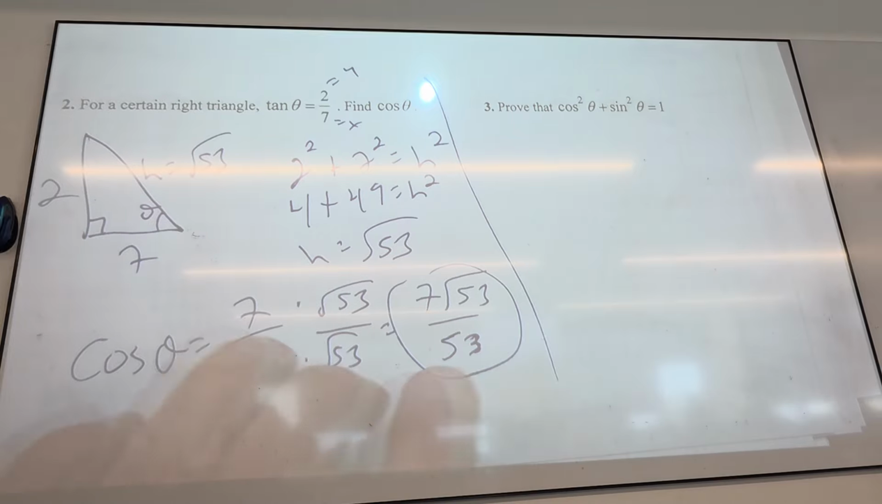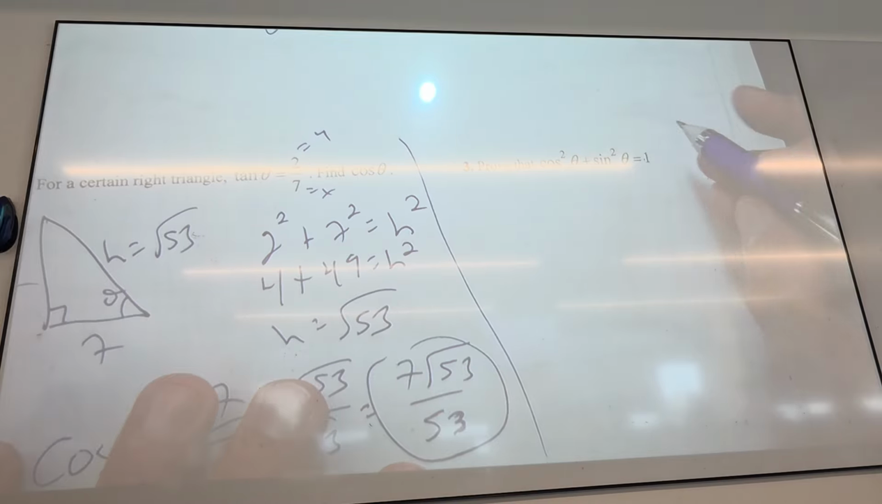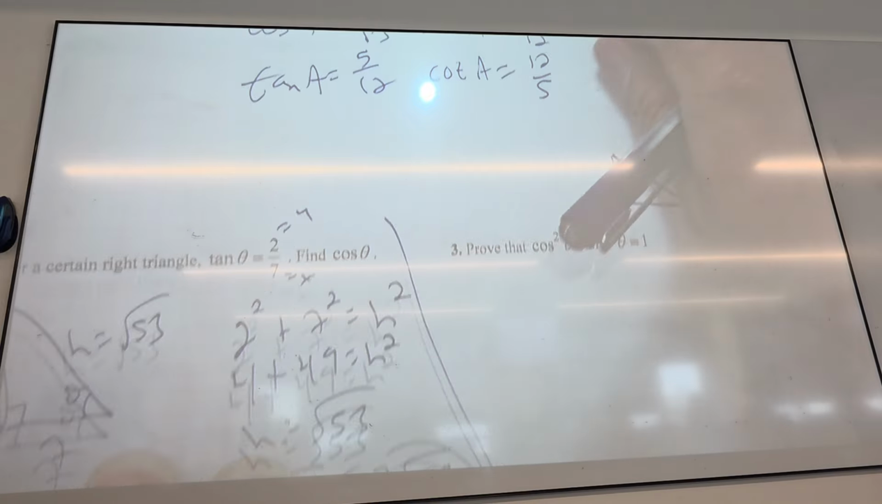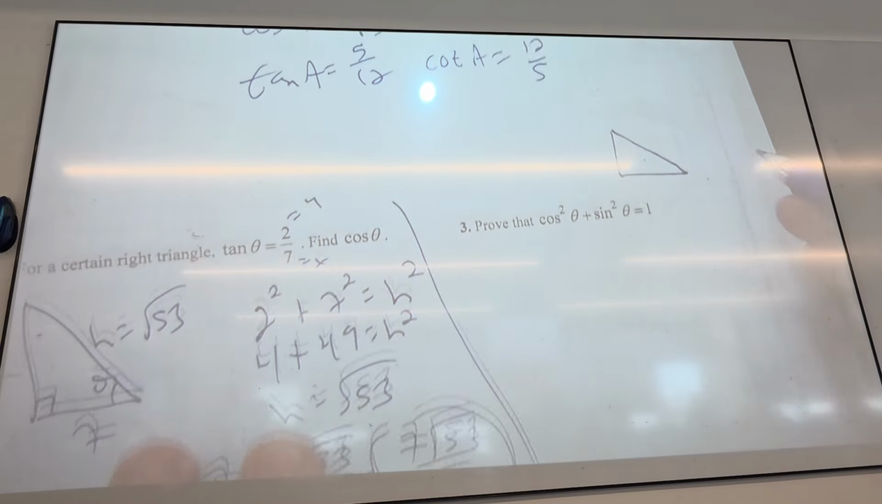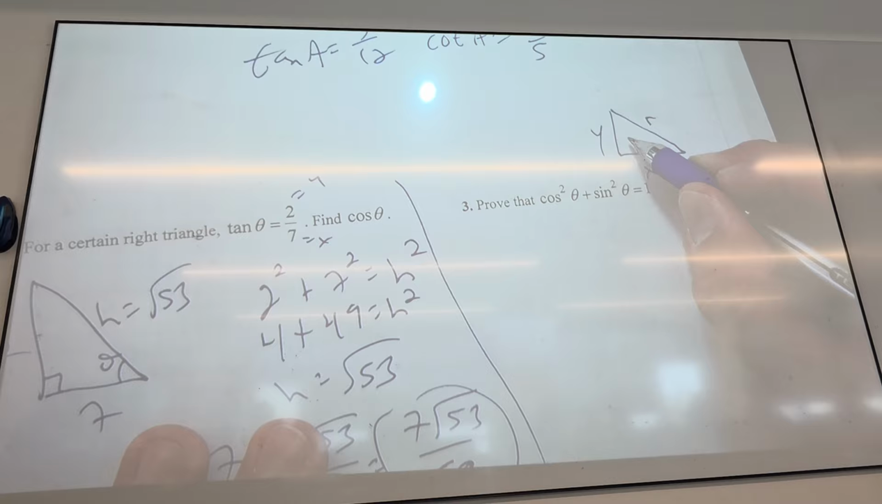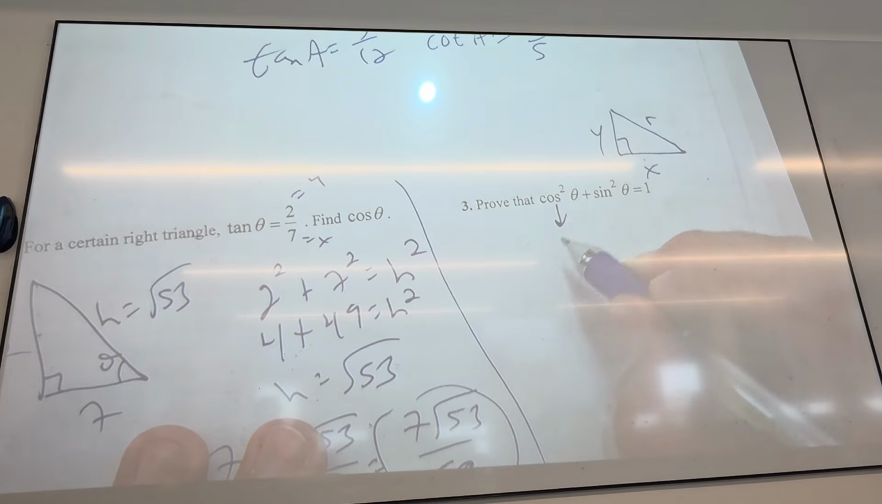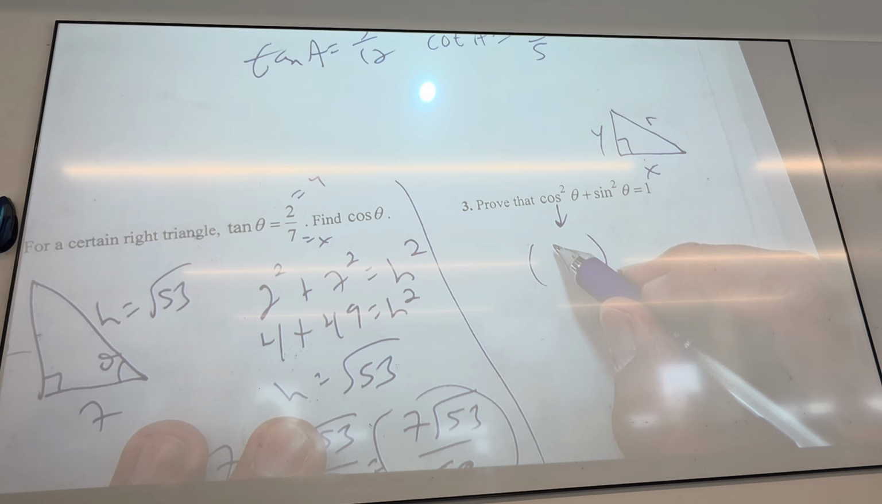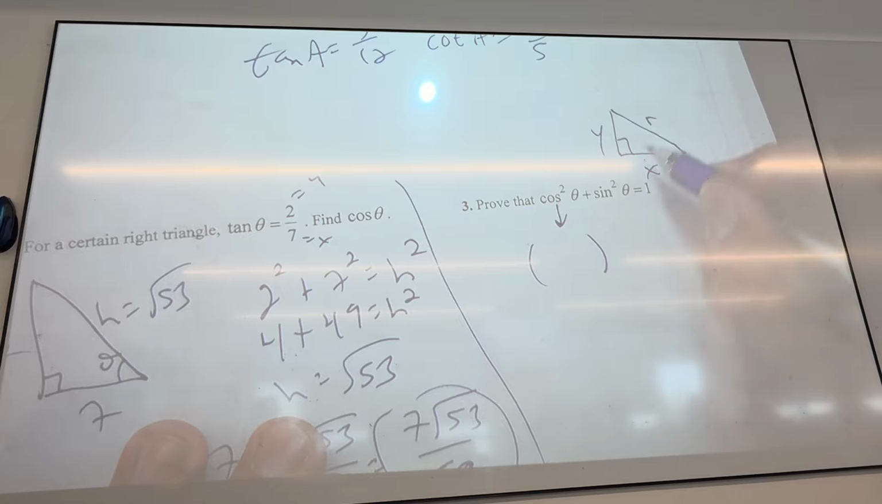Now, proof questions always freak people out. But if I just draw the triangle that everything here is based off of, what is cosine from the triangle? What's cosine? X over R. And what's sine? Y over R.